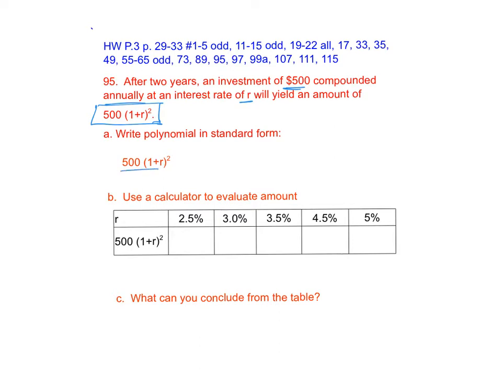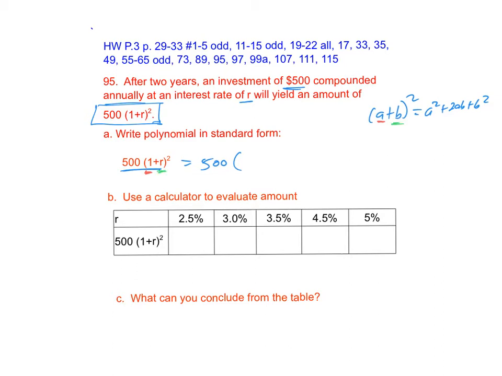So we have 500 times the quantity 1 plus R squared. And so we need to expand this. So we'll have 500, and now I'm going to expand 1 plus R squared. And remember, this is that perfect square trinomial pattern, which would be a plus b squared is equal to a squared plus 2ab plus b squared. In this case, the a is the same thing as 1 here, and b is the same thing as r.